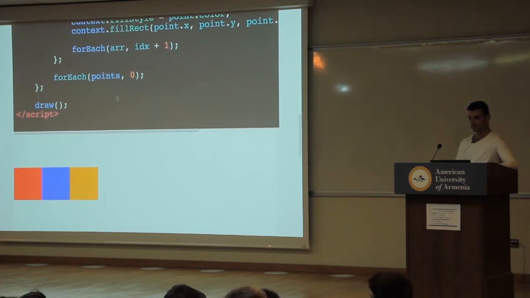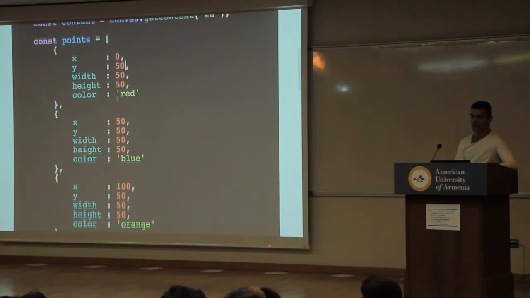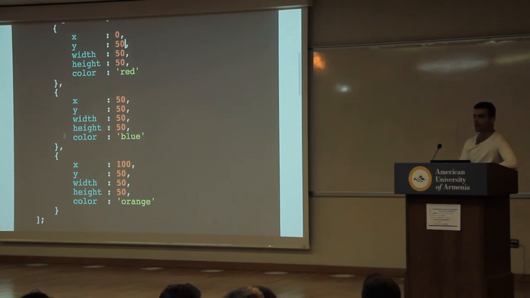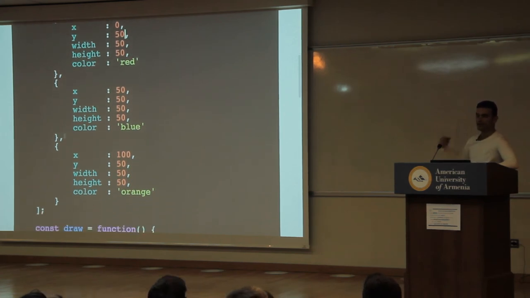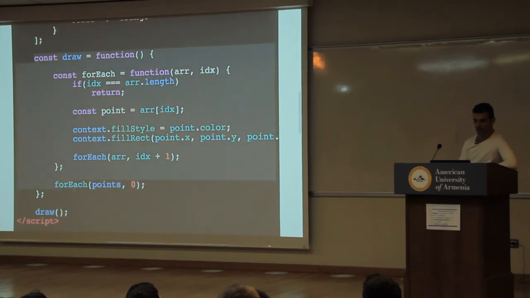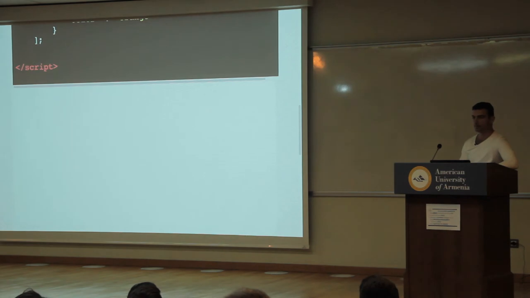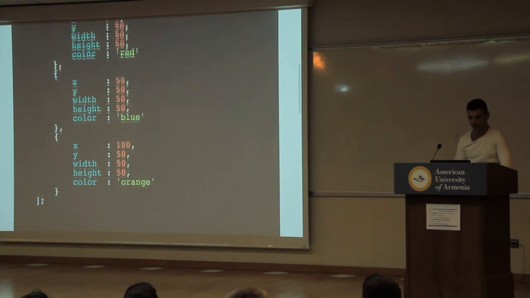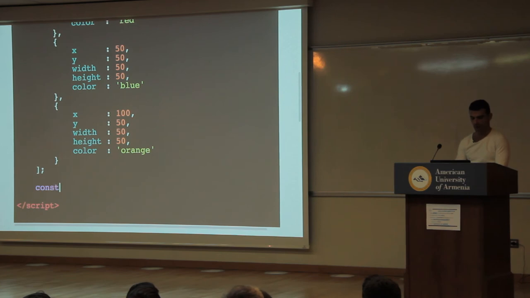But question, what I need to do, how do we actually draw this? We have a list, right, an array. We have to iterate over the entire array. And how do we do that? How do we loop over an array? How do you loop over anything? Our good friend recursion.